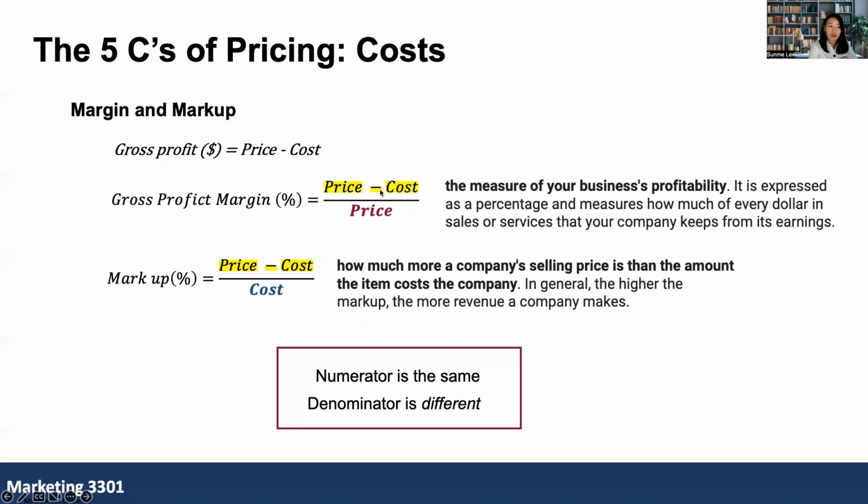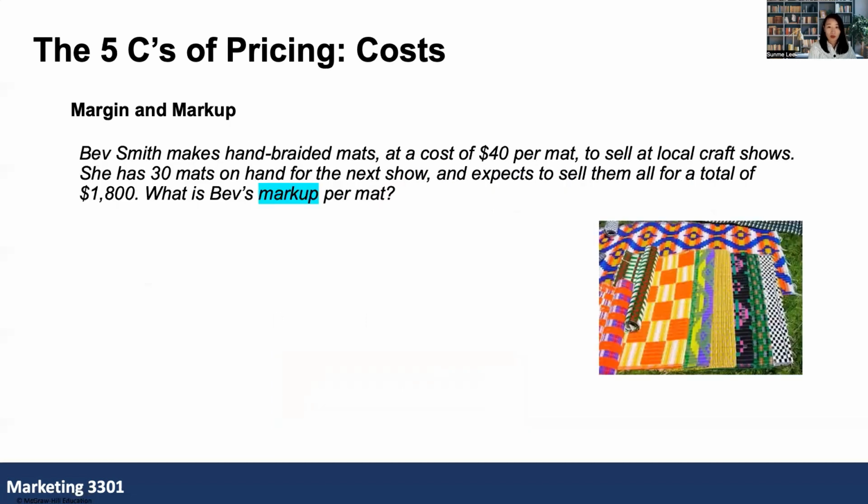Another thing you should look at is the markup. It's about how much more the company's selling price is than the amount that the item costs. In general, the higher the markup, the more revenue the company makes. The higher markup is good. To calculate this, price minus cost divided by cost. The numerator is the same, which is profit, but the denominator is different between margin and markup. We will have some practice questions related to this.